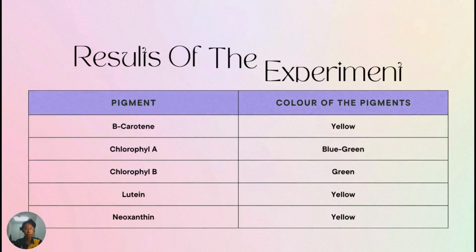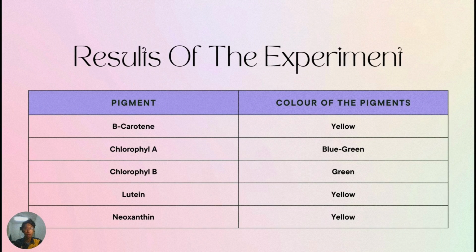And moving on, we have the results of the experiment. So we can see all the types of pigments and the colors that were obtained from the pigment. So for beta carotene, we get the color yellow. For chlorophyll A, we get a blue-green type of color. And for chlorophyll B, we get a green. Lutein, we get a yellow. And neoxanthin, we get also yellow.